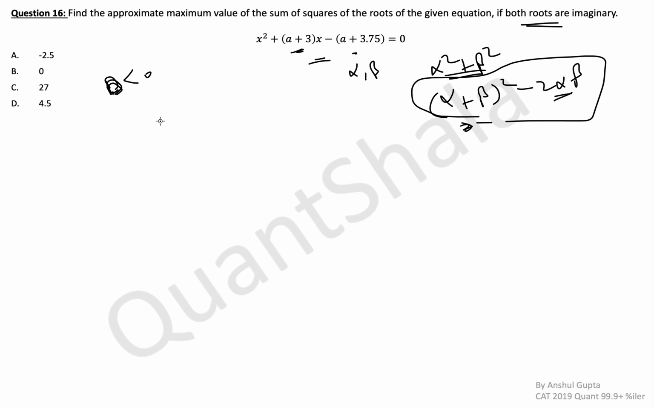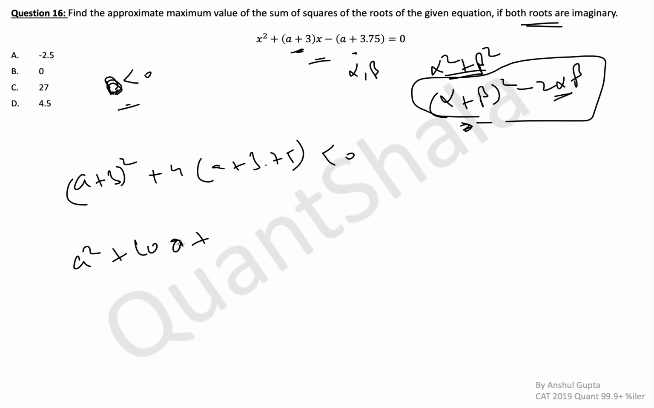Roots are imaginary, so first of all let's say discriminant less than 0. Discriminant is (a plus 3) whole square, b square minus 4ac, 4 times a times c, a plus 3.75. Okay, this is less than 0. Let's compute it. We get a square plus 6a plus 9, and this 3.75 multiplied by 4: 3.75 multiplied by 2 will be 7.5, multiplied by 2 is 15. So 15 plus 9, 24, less than 0.